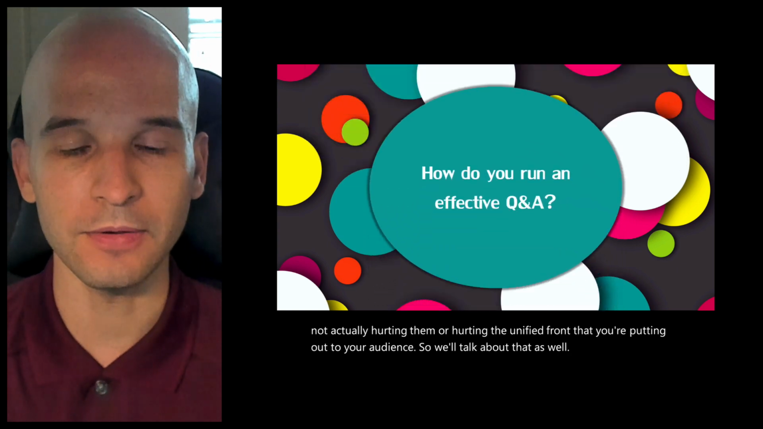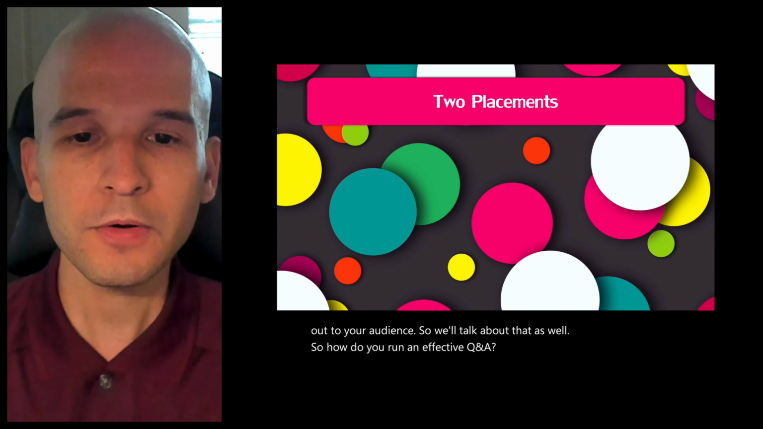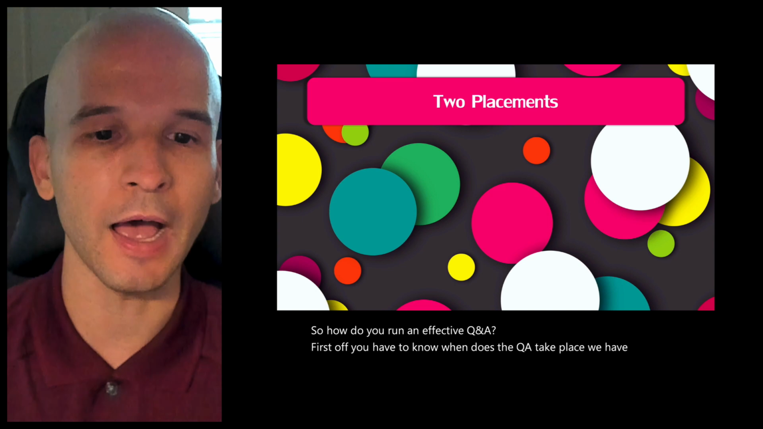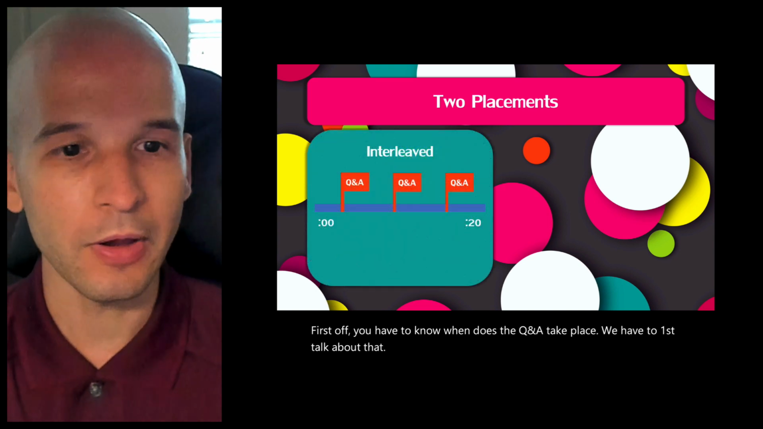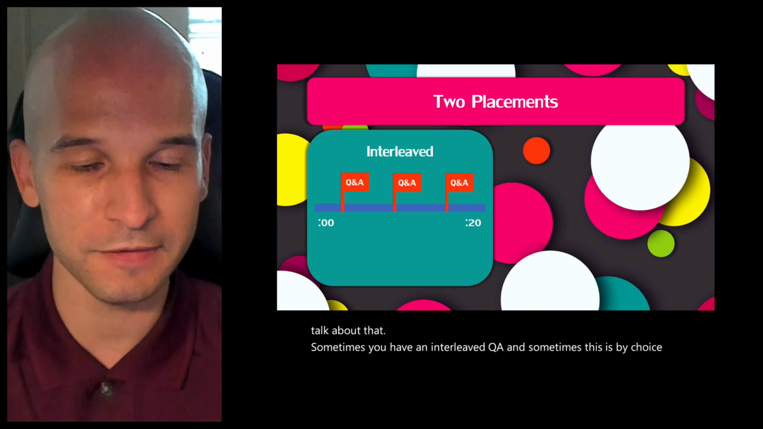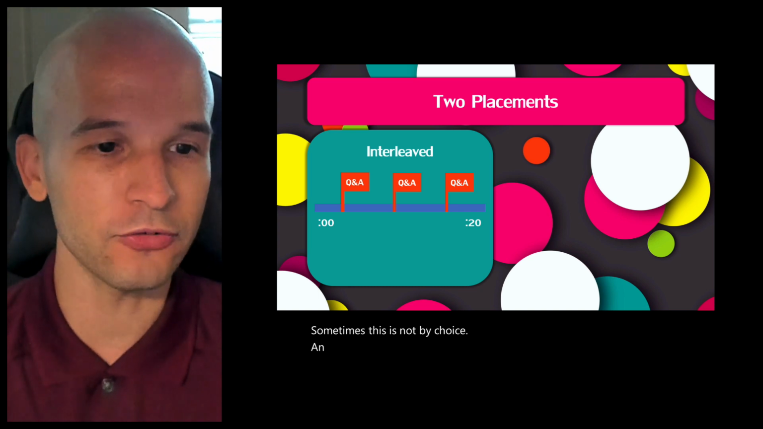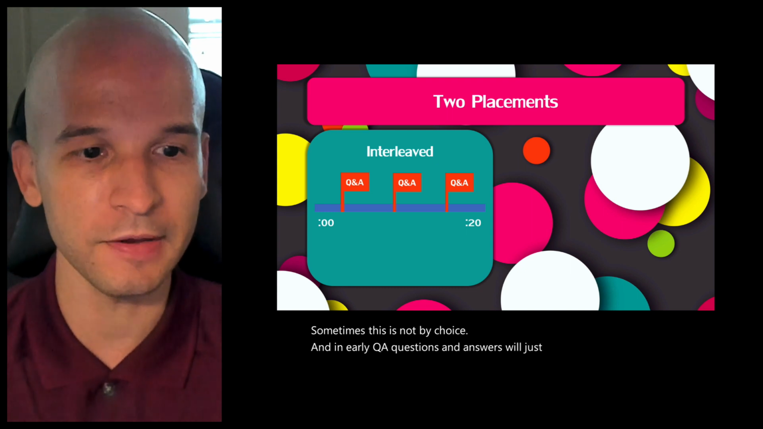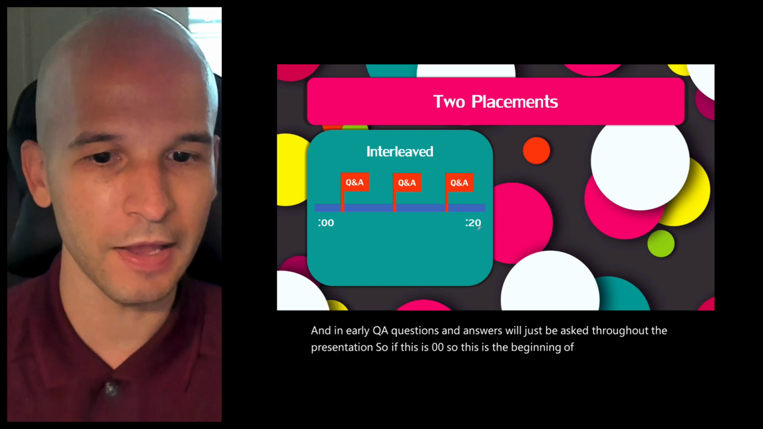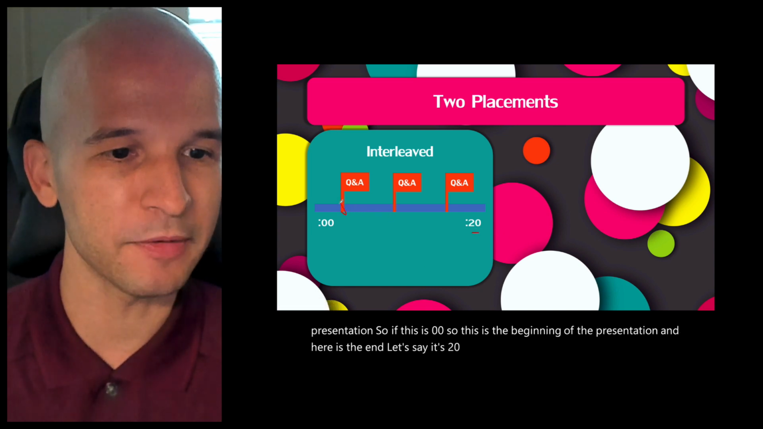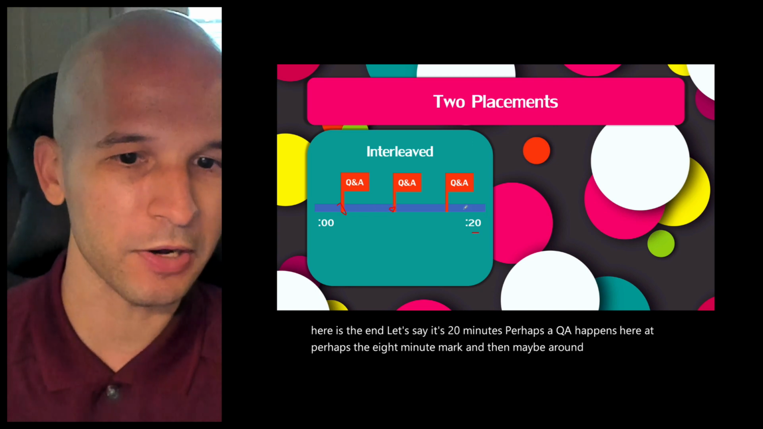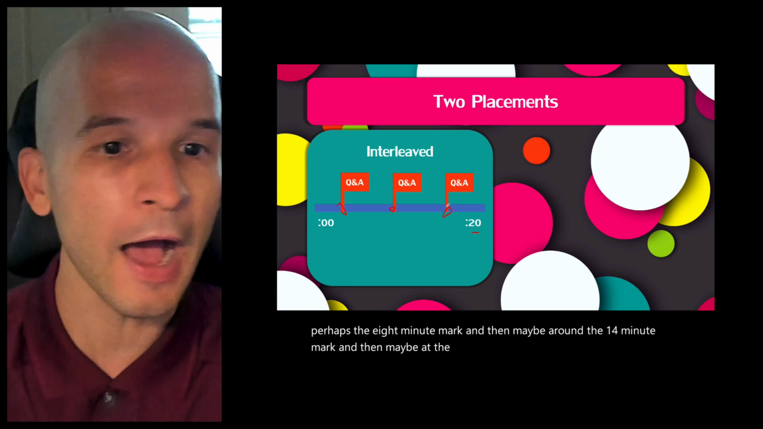So how do you run an effective Q&A? Well, first off, you have to know when the Q&A takes place. Sometimes you have an interleaved Q&A, and sometimes this is by choice, sometimes not by choice. In an interleaved Q&A, questions and answers will just be asked throughout the presentation. If this is 0, the beginning of the presentation, and here is the end, let's say it's 20 minutes, perhaps a Q&A happens at the 8-minute mark, and then around the 14-minute mark, and then maybe at the 18-minute mark, or something like that.